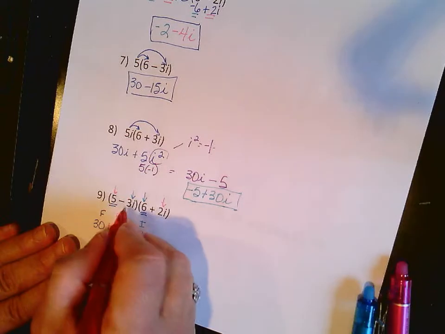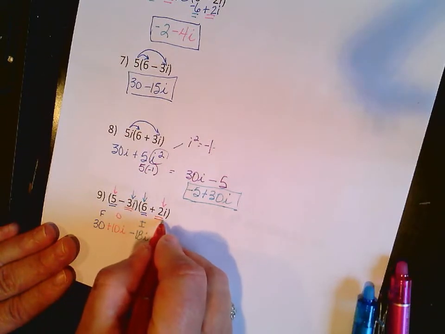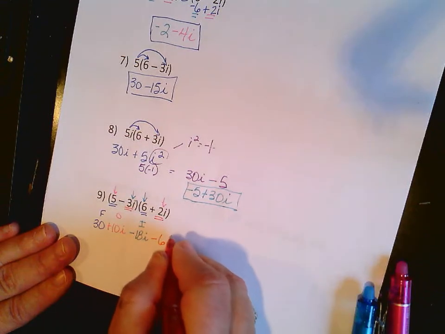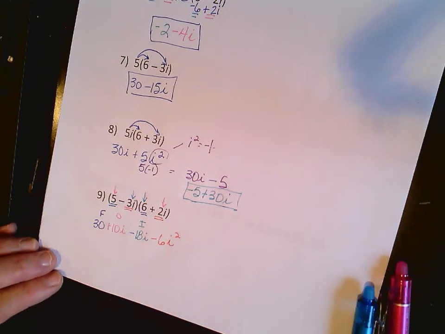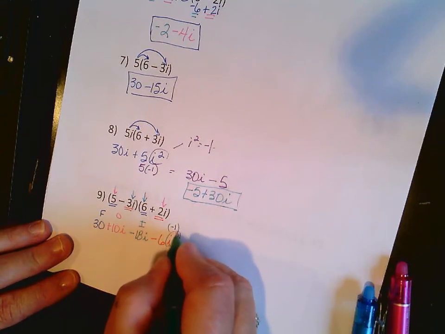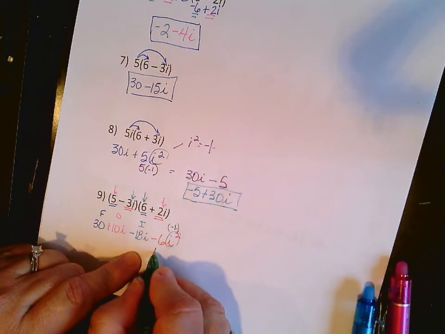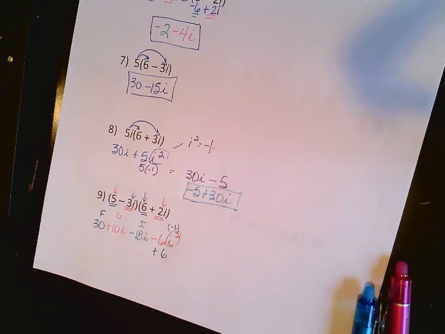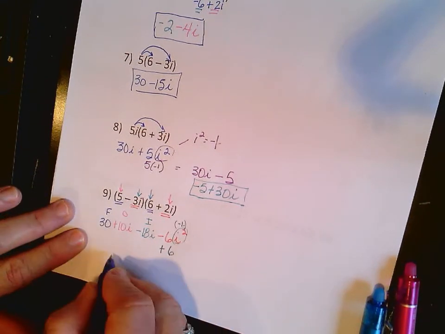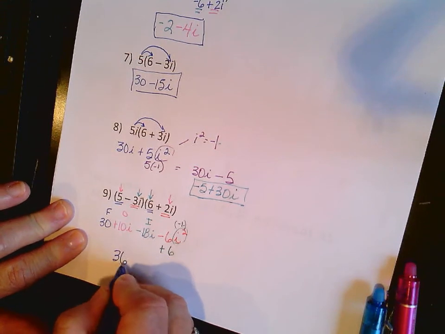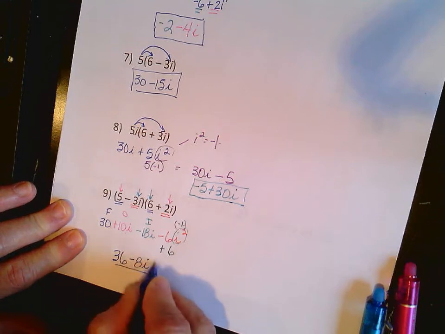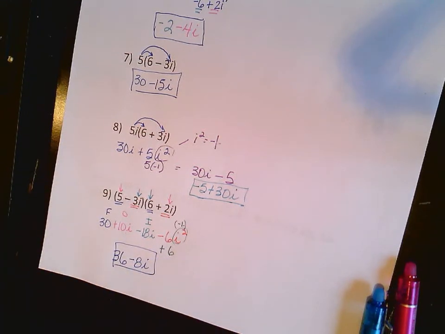And then I'm going to do my last terms. Negative 3i times a positive 2i. Negative 3 times positive 2 is a minus 6. i times i is i squared. Remember that the i squared is a negative 1. So this is negative 6 times negative 1. It means it's actually a plus 6. When I combine like terms, I have 30 and 6 is 36. 10i minus 18i is a negative 8i. And that's my final answer for that one.